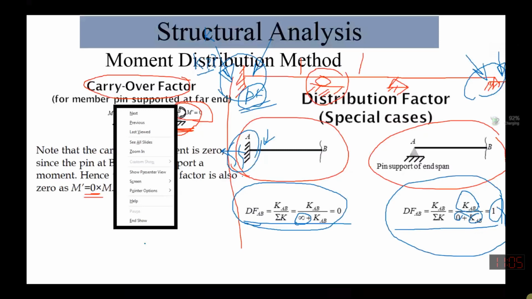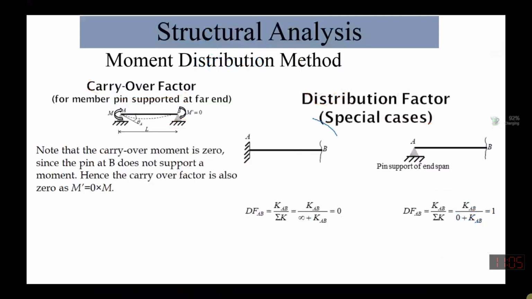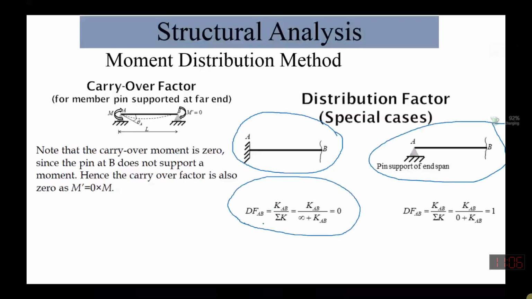Okay, I'll repeat it again. There are two special cases for the distribution factor. One case is that if your last support is fixed, then your distribution factor will be equal to 0. Why? Because the stiffness on the other side of the beam is equal to infinite. Here, if your far end is hinged, this is the last end, if your beam is ending there and the last support is hinged, in that case our distribution factor is 1. So these two cases you should remember while solving any problem using the moment distribution method. Clear?